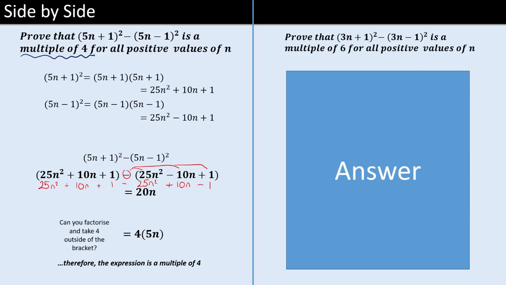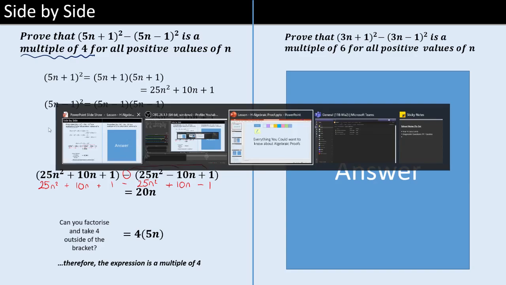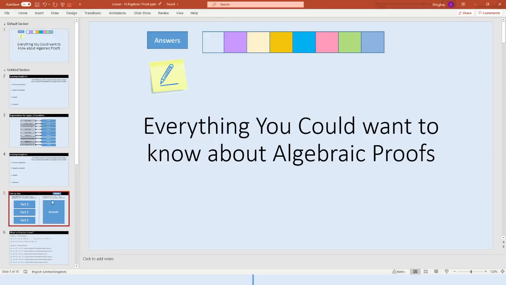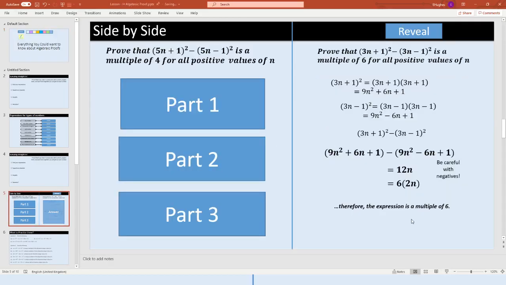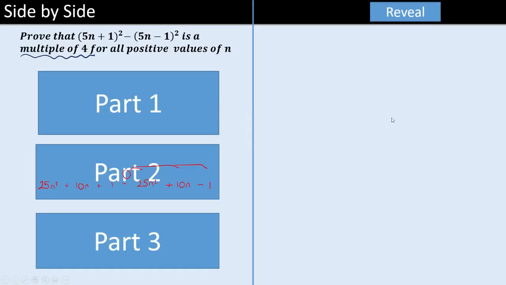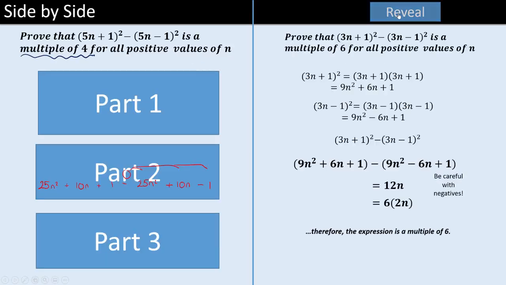Okay, so hopefully you've had a go at that question on the right, and that box does not move. Okay, let's get rid of the box then. Awkward. Oh, it's because I need to click reveal. There we go.